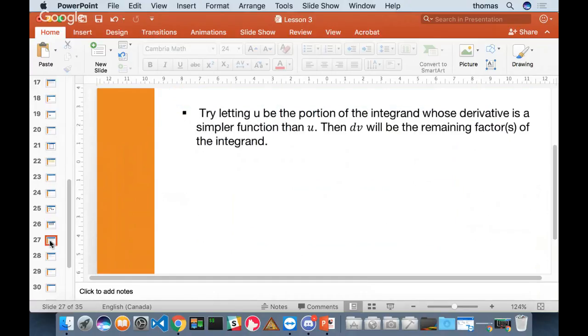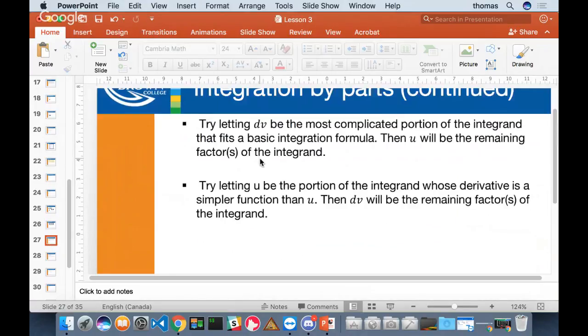How does this work? So let's let dv, d with respect to v, be the most complicated portion of the integrand, is what we say. We call it the integrand, right? And it fits a basic integration formula. This is where you might have to be a little creative.